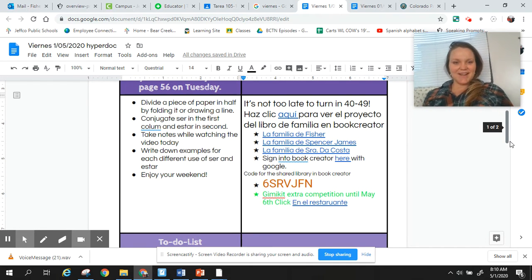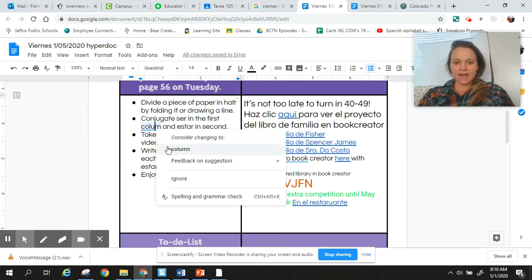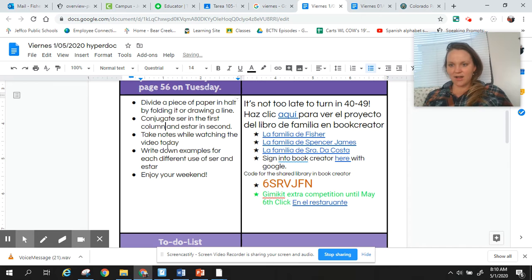Once you have paper out, please divide it into half by either folding it or drawing a line down the center. And we're going to conjugate ser in the first column, and then we're also going to conjugate estar in the second column. And then we'll take our notes.